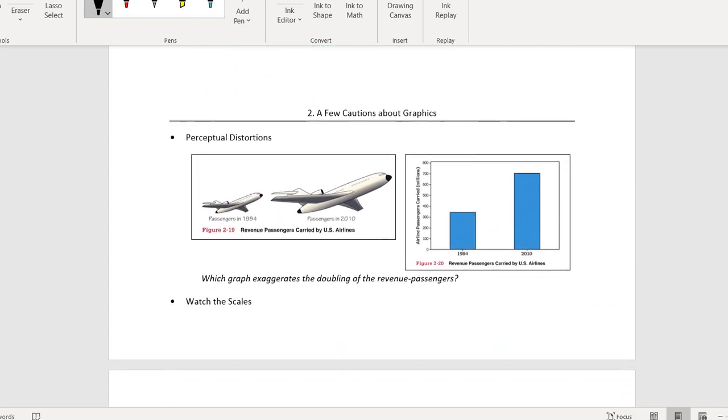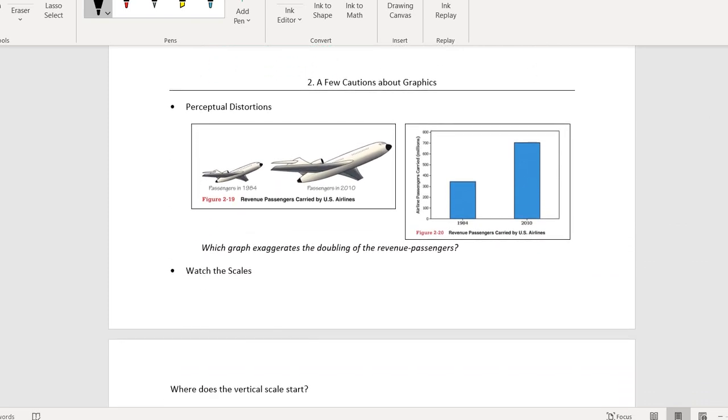So, the last thing we're going to talk about is a couple of cautions. So the first one is perceptual distortion. Both of these images are trying to display the same information to the reader, but our perception is going to be off. What it's talking about is that revenue has doubled between 1984 to 2010. However, if somebody looks at the picture to the left, they would actually think it's done more than doubled. Maybe they think it's tripled or quadrupled, and here's why.